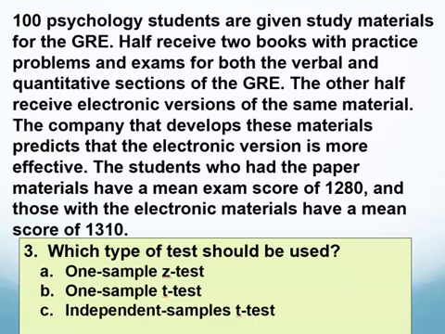And at that point, it doesn't matter whether we know population standard deviation or not, right? We can exit the algorithm here and go straight to the answer, which is C, an independent samples t-test. This is all it can possibly be.